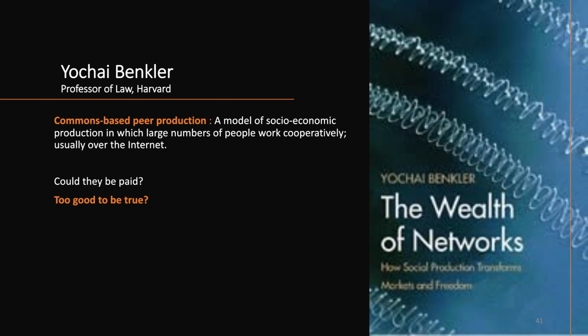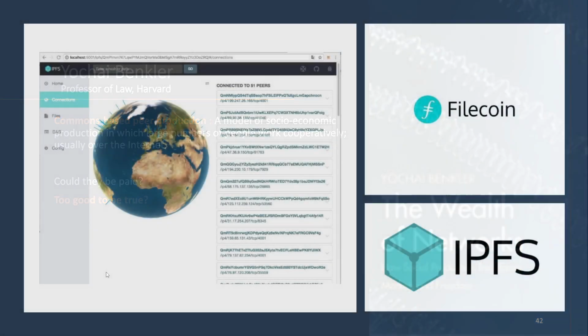So the problem is we don't have an economic system that pays for it, right? So the question is, could we pay all of those Wikipedia entries? Could we pay open source? Could we use this collective production and pay them to incentivize them and catalyze the network? Too good to be true? Let me introduce you to Filecoin.